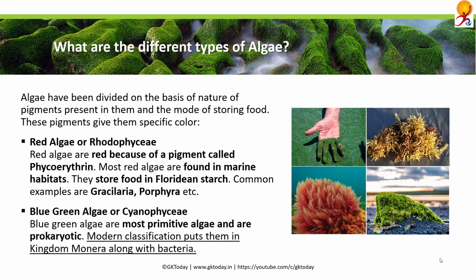Blue-green algae or Cyanophyceae. Now, blue-green algae are the most primitive algae and are prokaryotic. So, the rest of the algae are eukaryotic. Modern classification puts blue-green algae in the kingdom Monera along with bacteria.